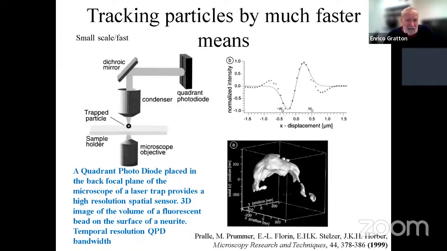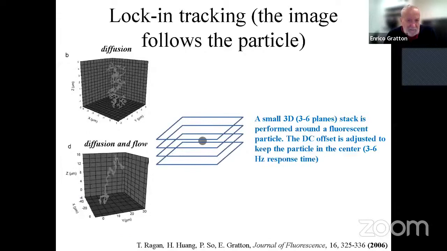Okay, so tracking a particle can be much faster. For example, here you have a particle which is trapped in an optical trap, and then you have a quadrant photodiode. When the particle moves to the left or to the right, the signal will change, and then you can track very, very fast. That was described in 1999, and you can see that using this technique, you can track the movement of the particle on the order of 50 kilohertz, which is very, very fast. Next slide. Okay.